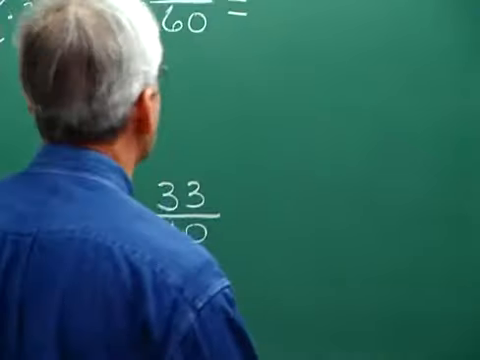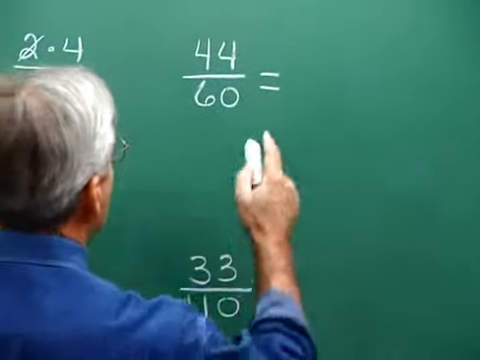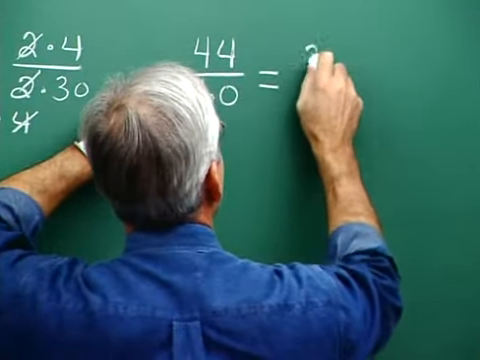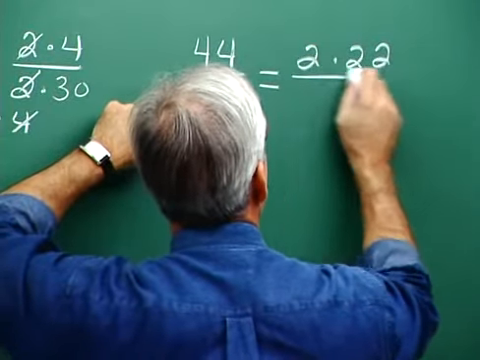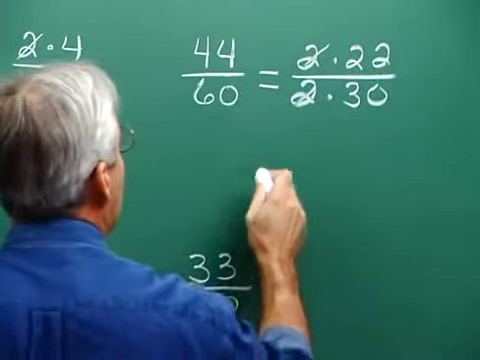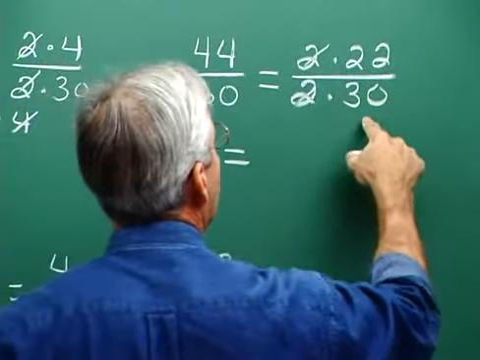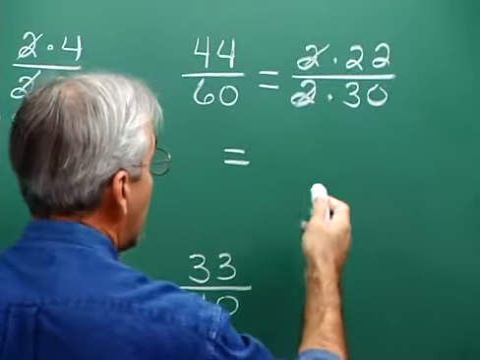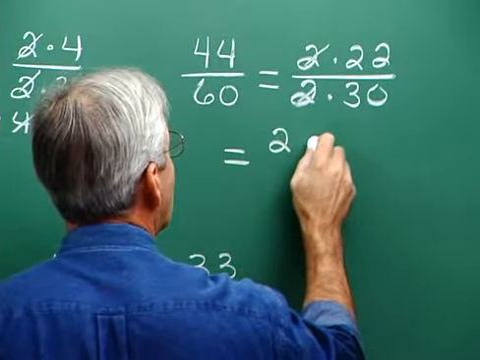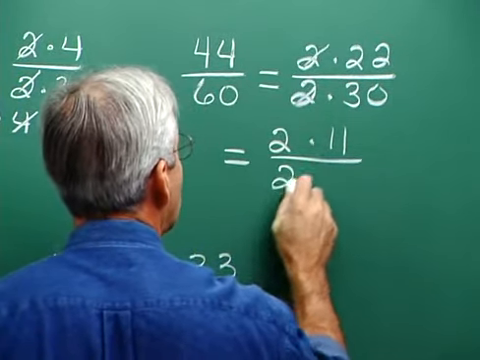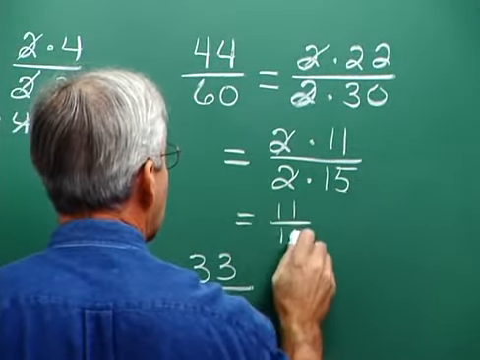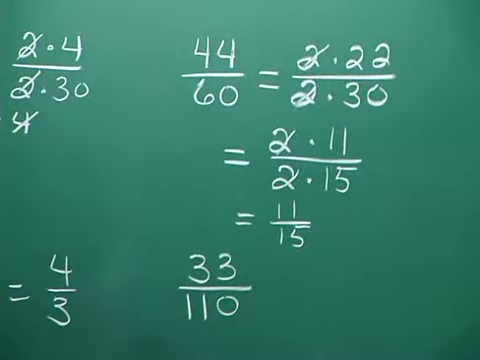One way to do that is like this. Okay, I see even numbers. Rather than strike out here, I'm going to write this as 2 times 22, and I'm going to write this as 2 times 30. And the 2's go out. Now I see 22 and 30 are both even, so they're divisible by 2, or they can be written with a 2 factor. So 22 is 2 times 11, and 30 is 2 times 15, and the 2's go out, and so this becomes 11/15.